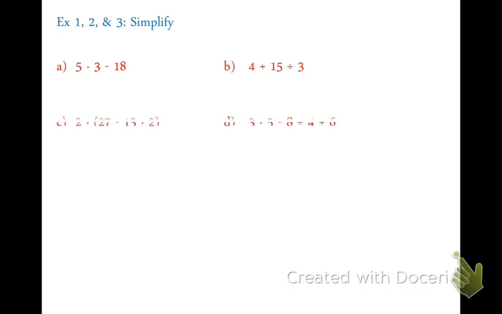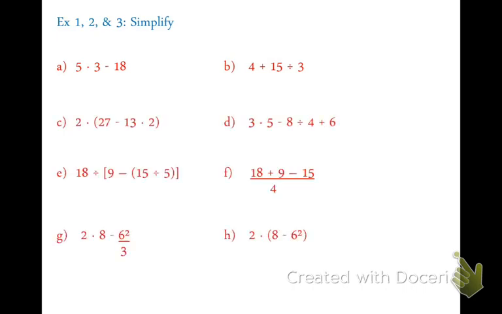So let's look at some of these problems. We have A. You have 5 times 3 minus 18. Well, there's no parentheses. There's no exponents. But there's multiplication and division. So we're going to go from left to right. The multiplication is 5 times 3, so you'll do that first. 5 times 3 is 15. And then you go minus 18. And so 15 minus 18 is negative 3. And so here's your answer.